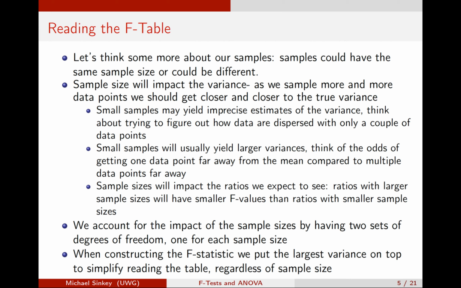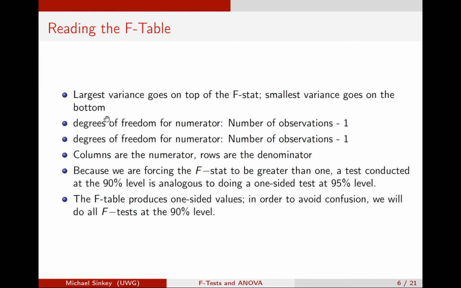So if I am comparing samples of 2 and 5, I might think that comparison involves a higher critical value than samples of 20 and 45. We account for this explicitly in the F table. We have two sets of degrees of freedom, one for the sample size of the large variance, one for the sample size of the small variance. When we make the F table, we put the largest variance on top and the smallest one on the bottom. Large variance goes on top, small variance on the bottom.